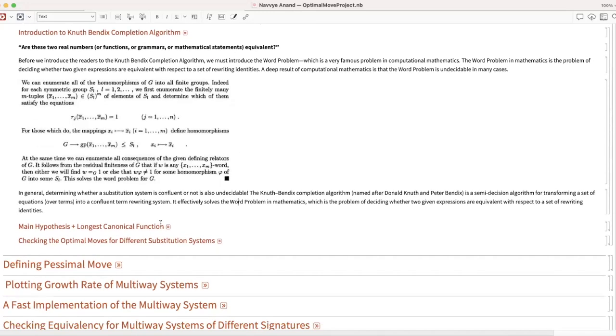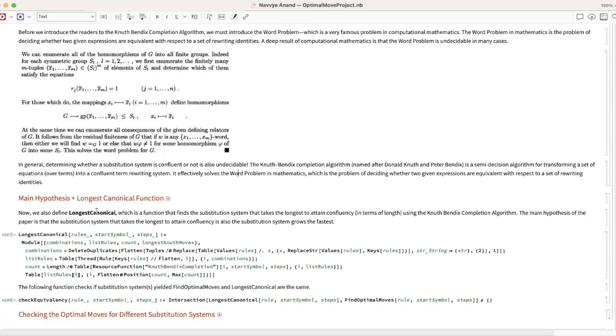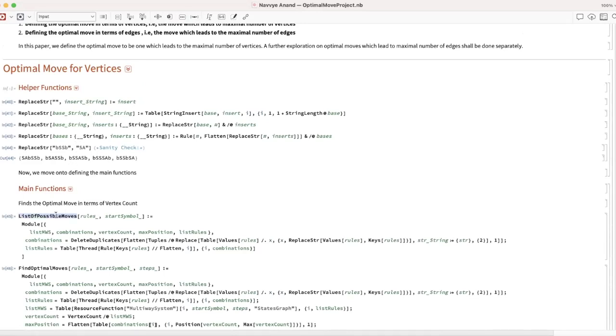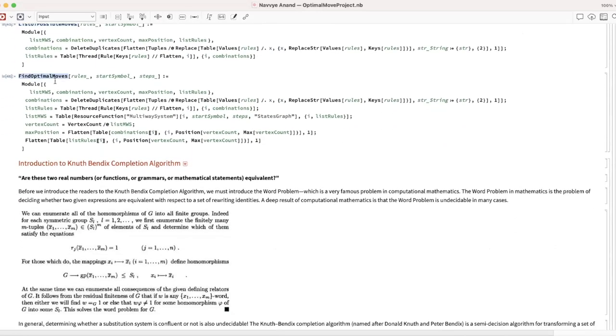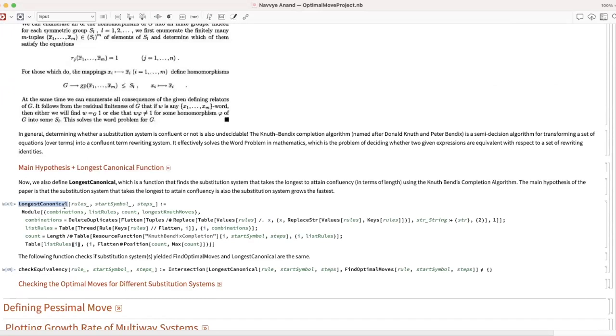Thank you. Yeah. And so the main hypothesis that we have now is, well, firstly, we define longest canonical, which is a function that finds the substitution system that takes the longest time to attain confluency in terms of length using the Knuth-Bendix completion algorithm. So note that we have a substitution system, we have a list of possible moves, we have the optimal moves that we can find using a brute force algorithm. And then we have the longest canonical function, which determines which of the substitution systems made after a move take the longest time to attain confluency.